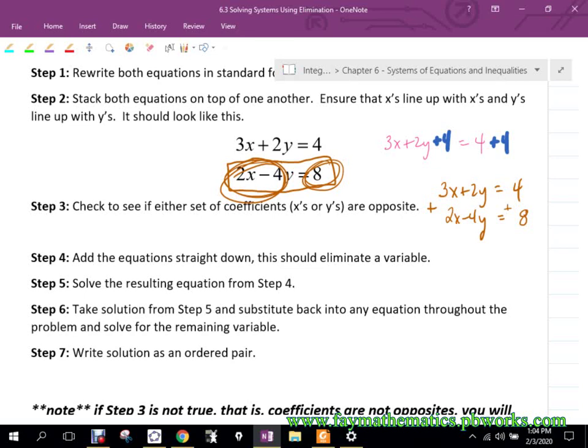And the reason why we're allowed to do that is because ultimately, when I add that bottom equation, the 2x minus 4y to the left-hand side and the 8 to the right-hand side, because I'm saying they're equal, I'm ultimately adding the same thing to both sides. And it's just what we're allowed to do with equations. Okay?